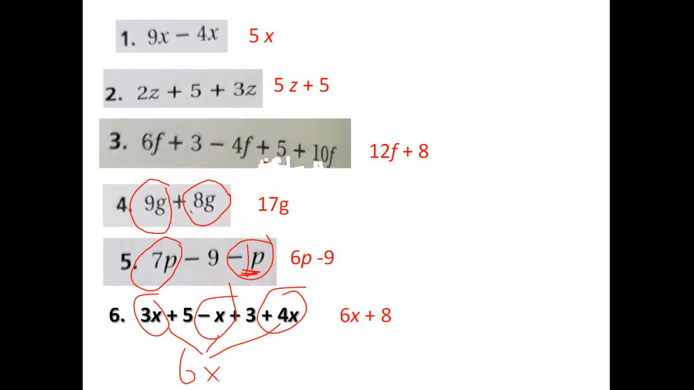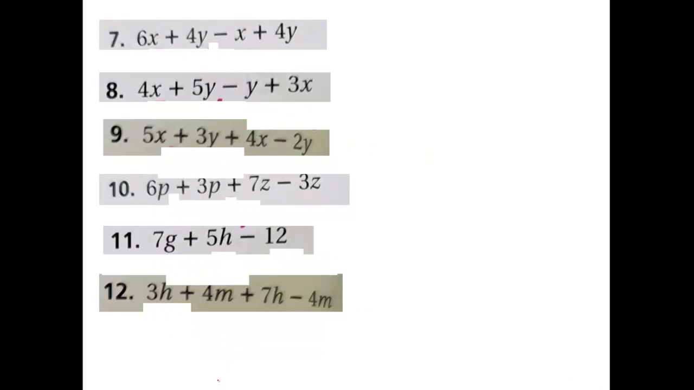Okay, let's go next. Question 7. We will do the same: identify the like terms. Where are the like terms here? We have 6x and negative x. This will be 5x. We have 4y and 4y. 4y plus 4y will be 8y. So here the answer will be 5x plus 8y. Go next.